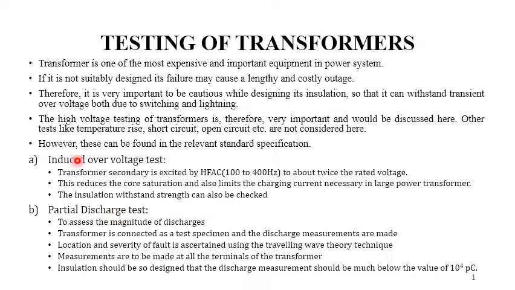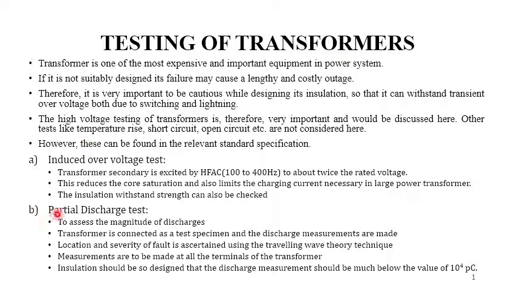Coming to the first one, the induced overvoltage test. The transformer secondary is excited by high frequency AC of around 100 to 400 hertz to about twice the rated voltage. This results in a reduction in core saturation, and it also limits the charging current, which is necessary for large power transformers. By conducting this, the insulation withstand strength can also be checked for the transformers.